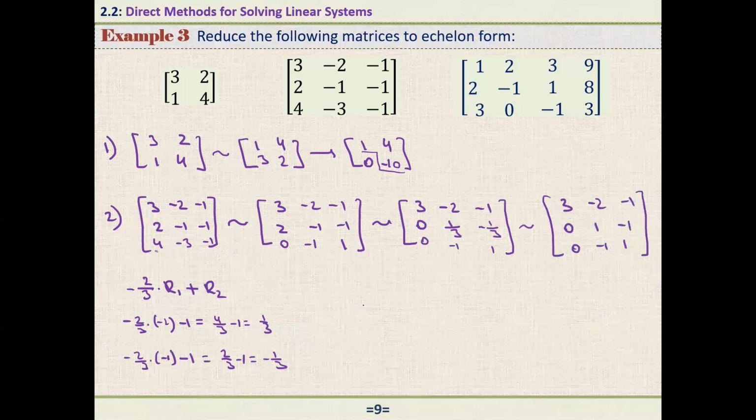If you multiply the second row by 1 and add to the last row, what we have here is -3, -2, and -1. And here we have 0, 1, negative 1, and 0, 1 plus negative 1 is 0, negative 1 plus 1 is 0. So here we have 0, 0. Now it's already in echelon form, and this 3 and this 2 are leading entries of this matrix. In a similar way, you can do the last one. I will skip this for you.